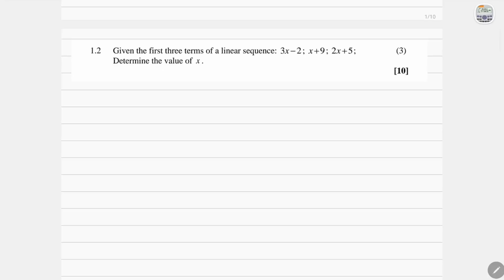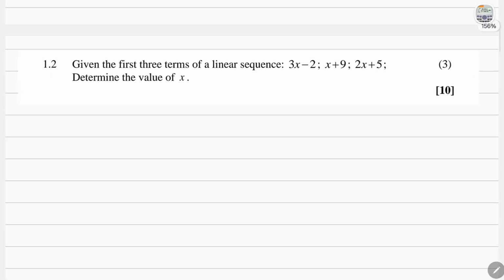Question 1.2 says, given the first three terms of a linear sequence, and these are the first three terms. So this is term 1, that is term 2, and this is term 3.